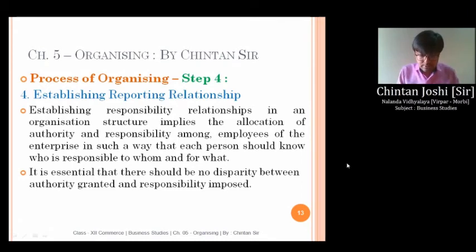यहाँ पर देखो in the yesterday's discussion, at the time of concept of organizing, I have said these words कि कौन किसको responsible रहेगा, right? और किसके लिए responsible रहेगा, वो चीज assign करना important है, right? It is essential that there should be no disparity between authority granted and responsibility imposed.